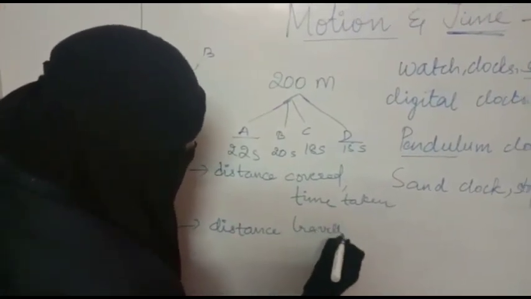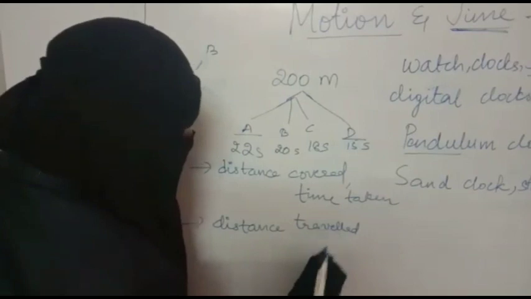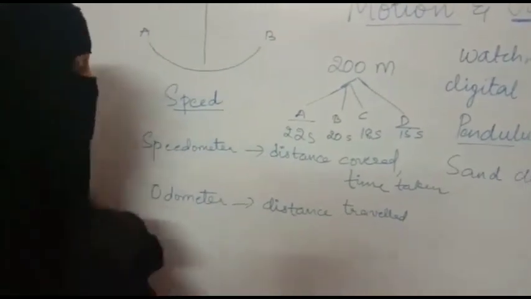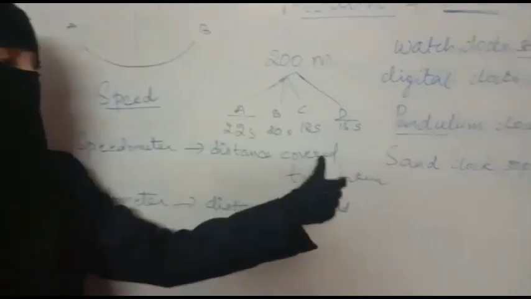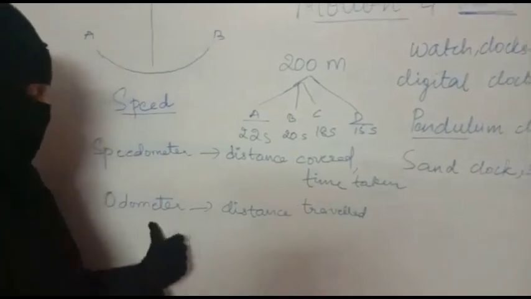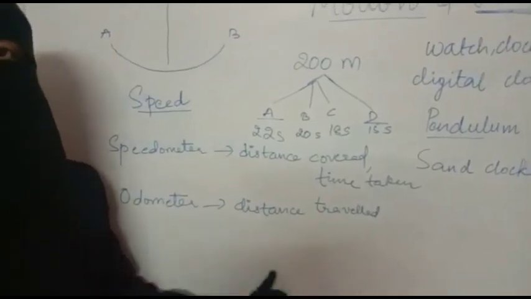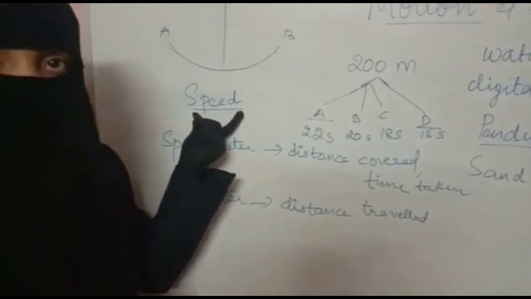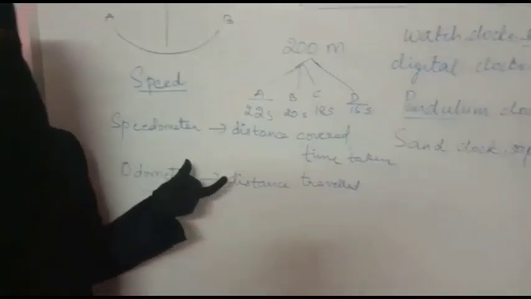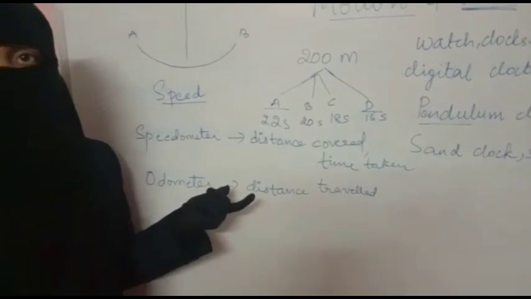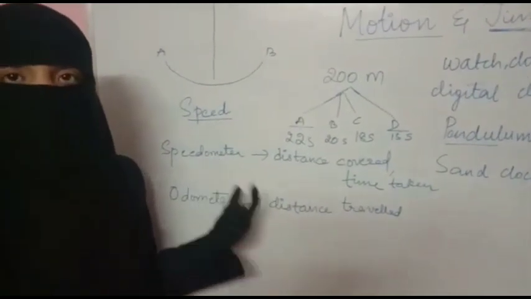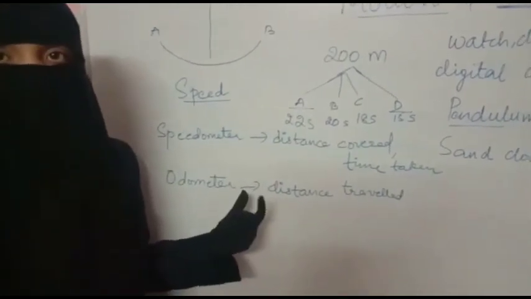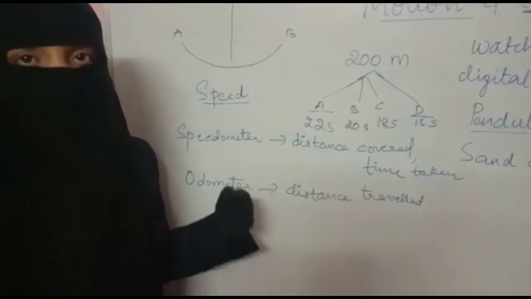So as I said, two kinds of meters will be present here. Speedometer shows the distance covered and the time taken, whereas the odometer shows only the distance covered. So here we are going to learn about the speed. You'll observe the speedometers in different kinds of vehicles like buses, all the heavy motor vehicles, as well as in the bike, in the car, etc.